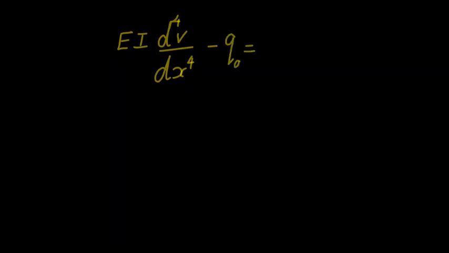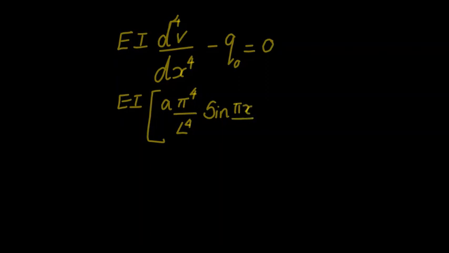Of course it is 0, that is what the governing differential equation is saying. But once I substitute, EI into d power 4V by dx power 4 is A into pi raised to the power 4 over L raised to the power 4 into sine pi x over L minus q naught. Definitely it is not 0. If you put 0, you will be finding the constant in terms of a variable. So there is an error in this equation.